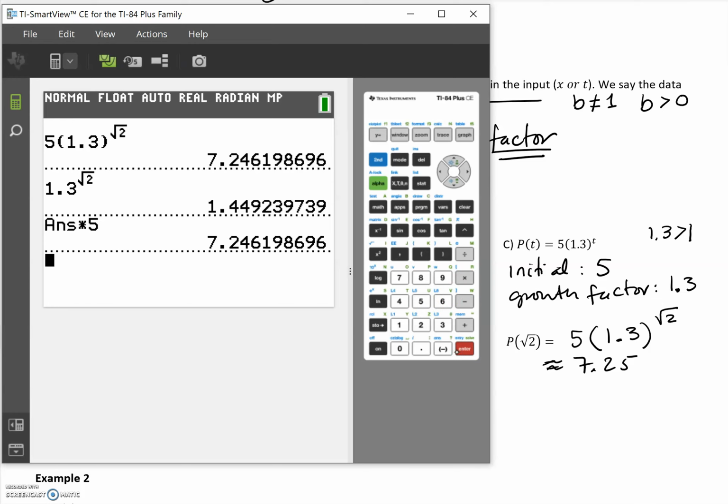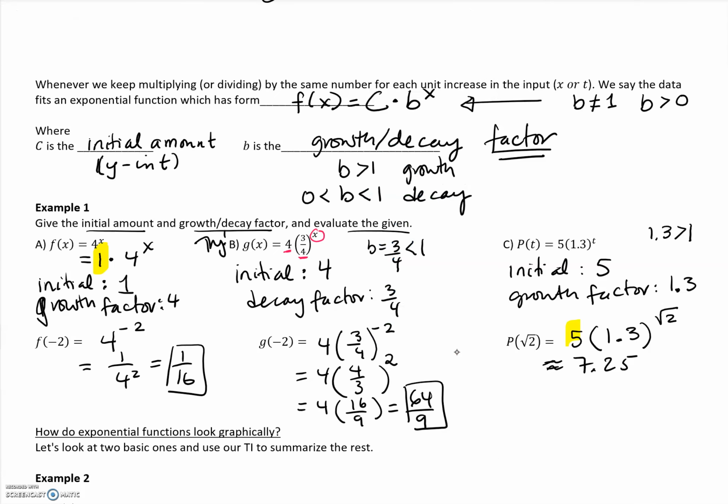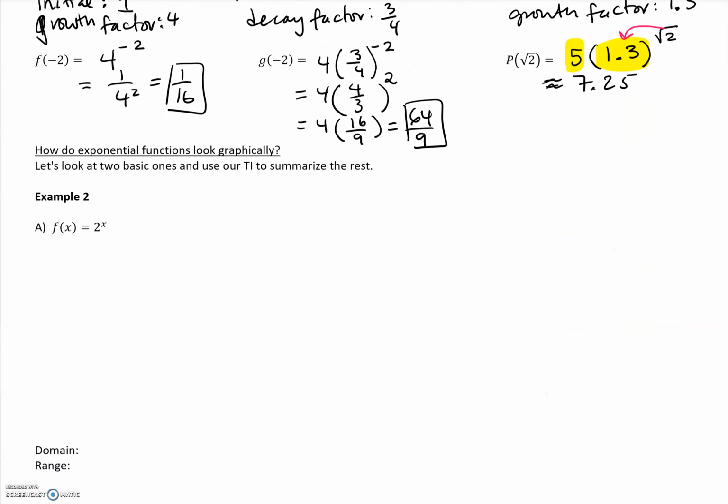Make sure you do not multiply the 5 and the 1.3 again, because that exponent has to get applied first. Alright, so far we know an exponential function has the form f of x equals c times b to the x, where we have an initial amount, a starting amount, and then a growth or a decay factor. Now, how do these guys look graphically?